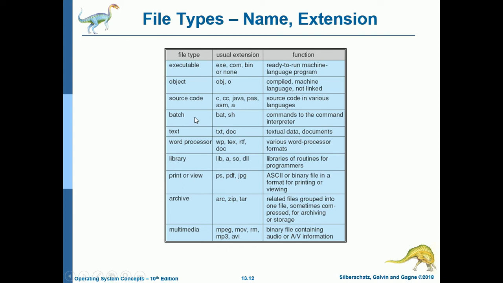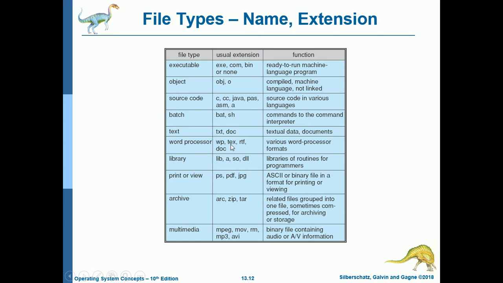Next we have the batch. It is .bat or .sh for shell, which are commands to the command interpreter. And then for text file type, of course, the file name extension is .txt or .doc, or for the more modern, .docx. The function is textual data or documents. And then for word processors, .wp is the file type of Corel WordPerfect. This is specific, but it's also a word processor file type.